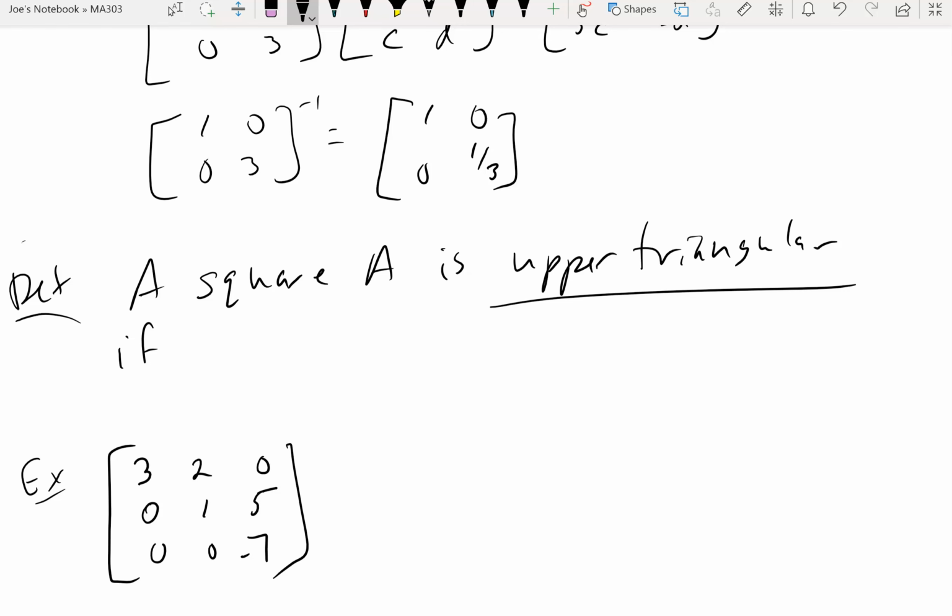All right, so say I made that as my matrix. So I've got 3, 2, 0, 0, 1, 5, 0, 0, negative 7. So that's upper triangular because if I think about making the triangle here, that's where the non-zero entries are. That's why it's upper triangular. The potential non-zero entries are the diagonal and anything above the diagonal, up and to the right. That's upper triangular.